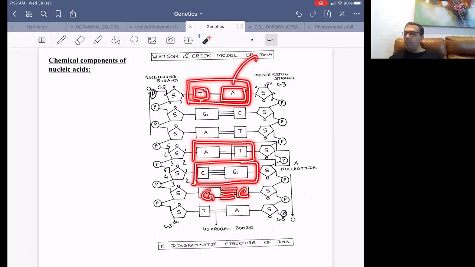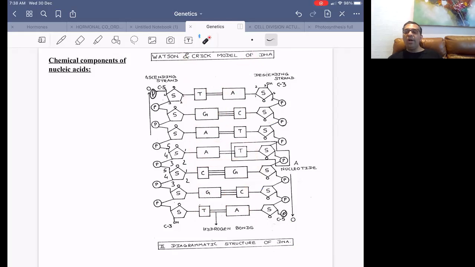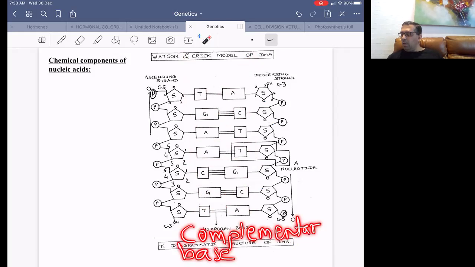अगर एक स्ट्रैंड पे प्यूरीन है, ऑपोजिट स्ट्रैंड पे pyrimidine होता ही है. अगर यहाँ प्यूरीन है तो यहाँ pyrimidine है. अगर यहाँ pyrimidine है तो यहाँ प्यूरीन है. And a purine always pairs with pyrimidine. That rule is golden. So that is called complementary base pairing.